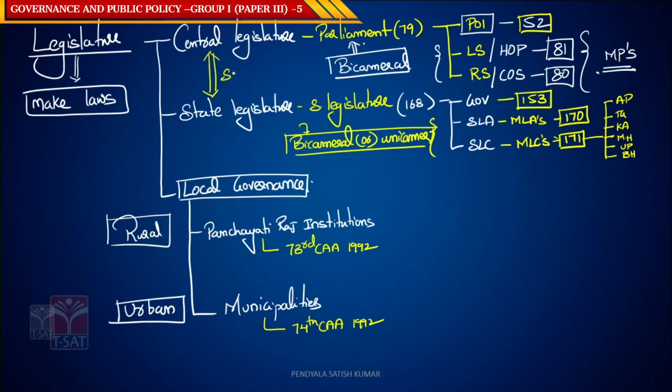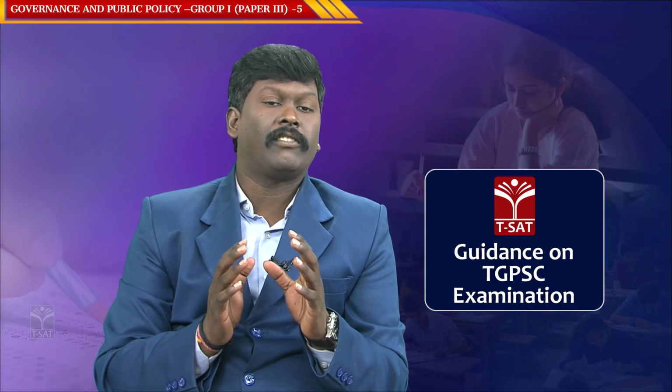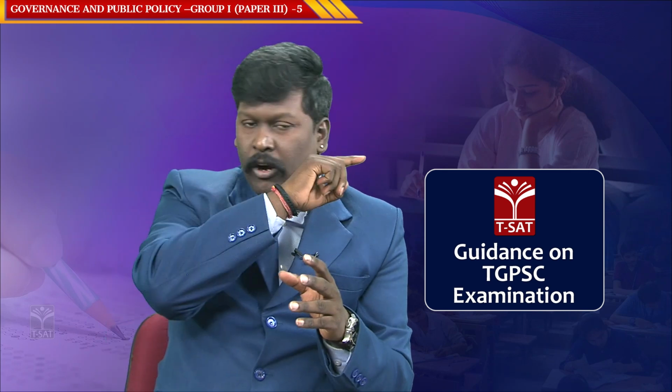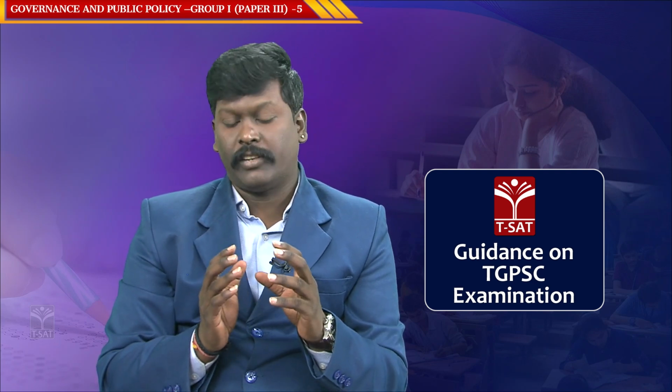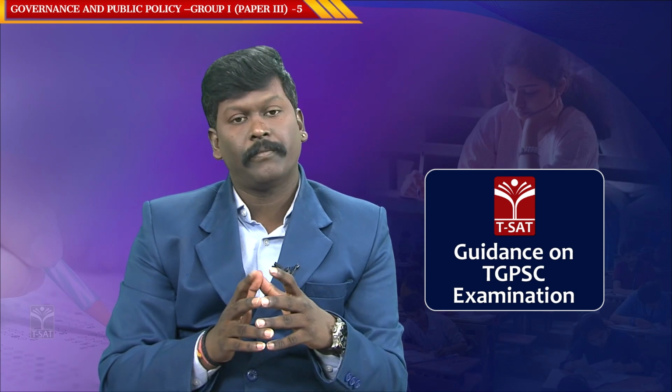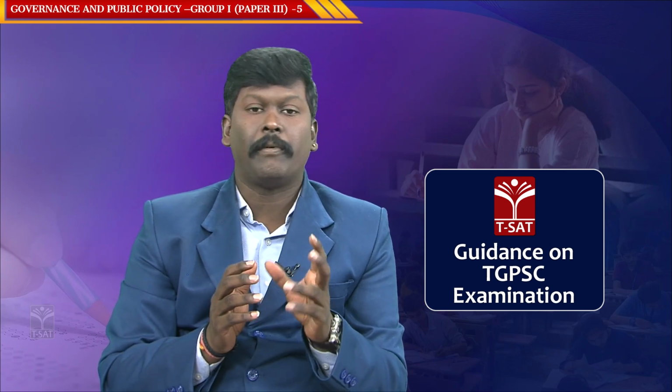Now one more thing. Schedule 7 deals with the division of powers between the central legislature and state legislature. Schedule 7 divides the subjects into 3 lists: union list, state list and concurrent list. If there is any subject in the union list, Parliament has the authority to make the laws. If there is any subject in the state list, the state legislature can make the laws. If there is any subject in the concurrent list, Parliament or state legislature can make the laws. So we have the central legislature and state legislature, and Schedule 7, the division of powers.